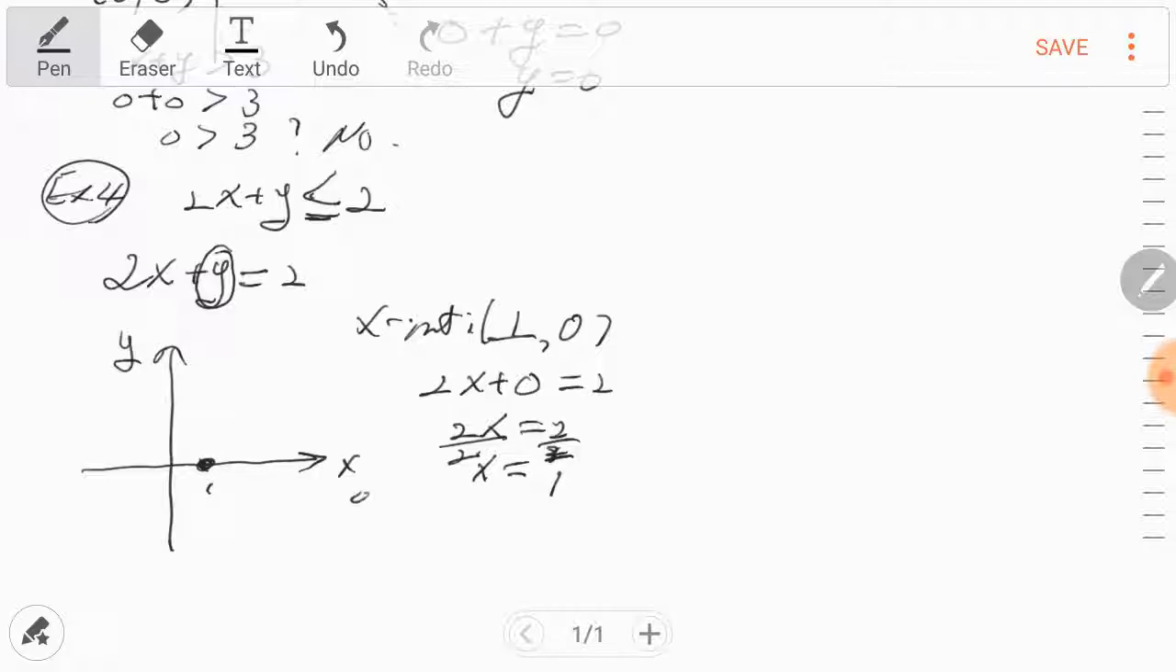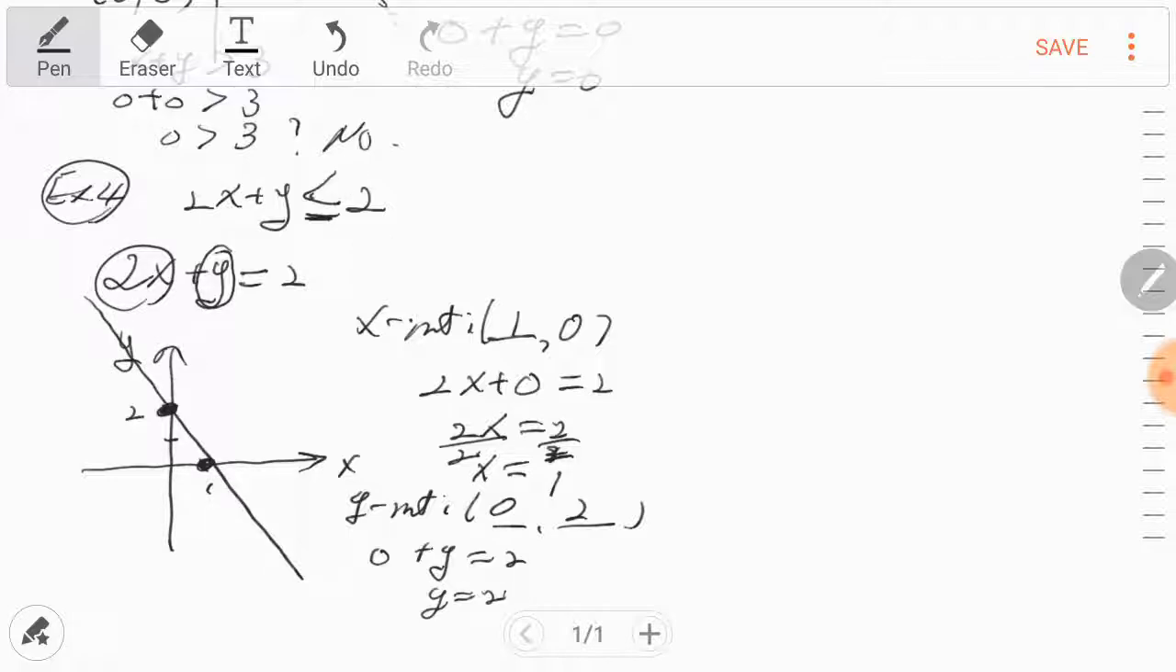How about the y-intercept? Set the x value to 0, then we get the y value. So this one to 0, then 0 plus y equals 2. So y equals 2. So the y-intercept is x equals 0, y is 2 over here. So draw a straight line, which is a solid line because there is an equal sign. So this is the line graph of this linear equation.